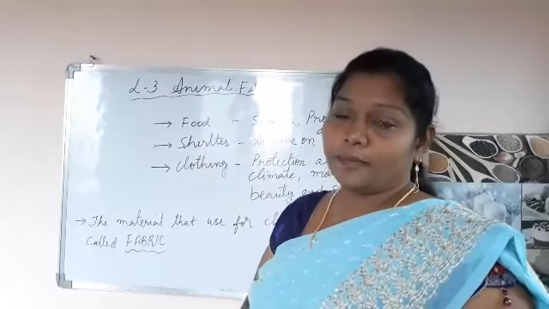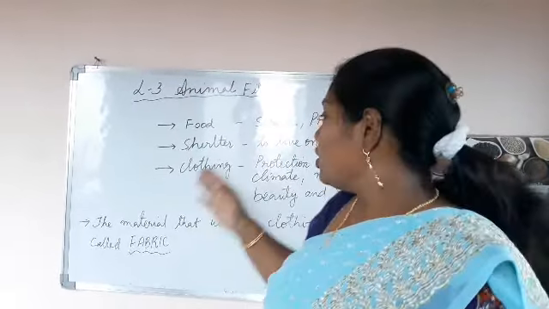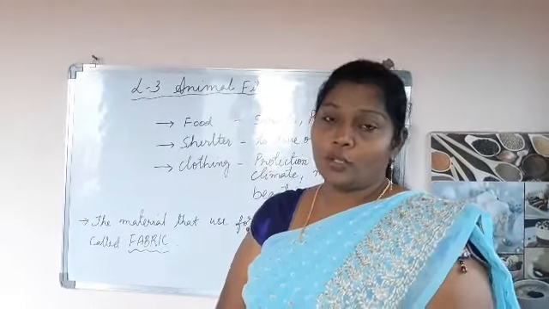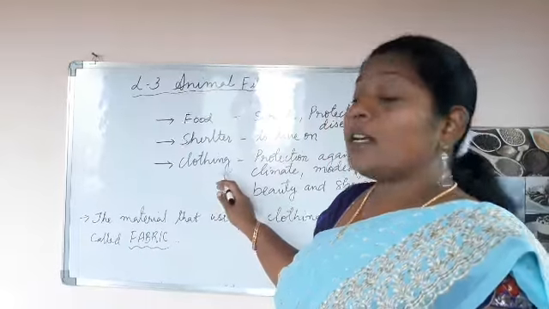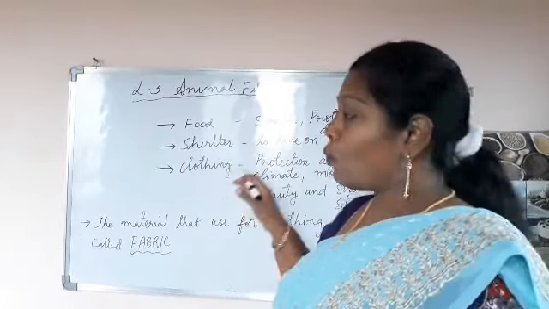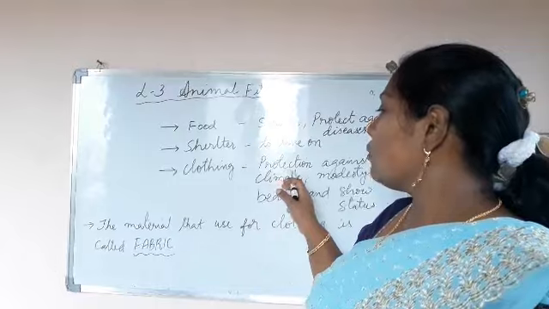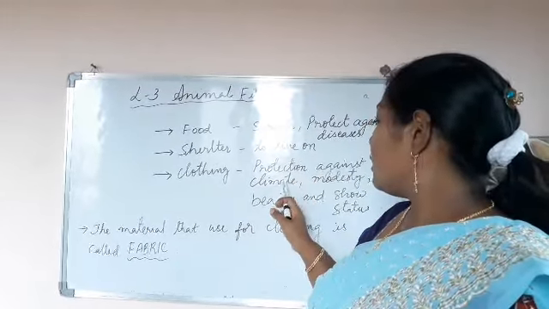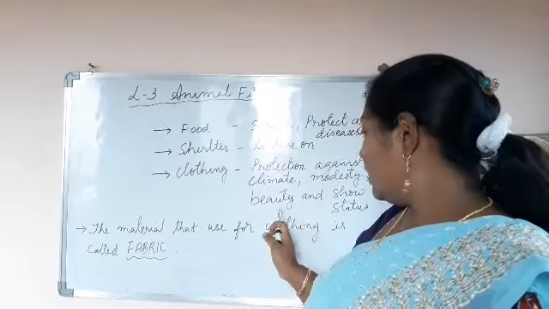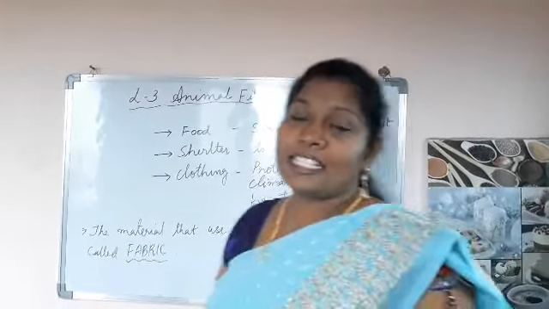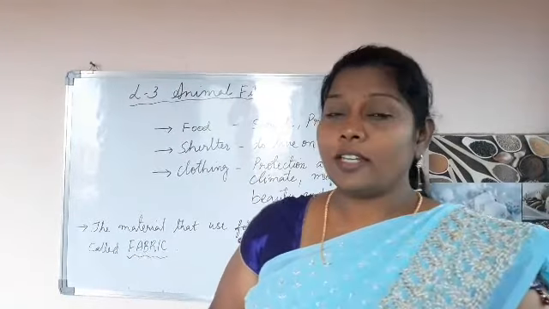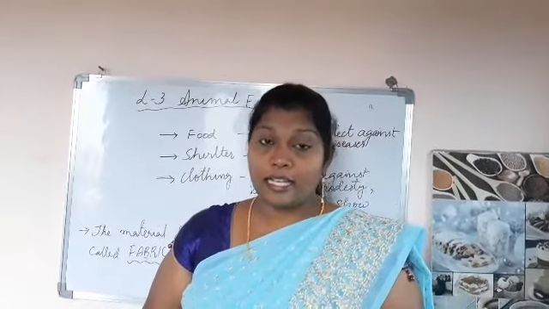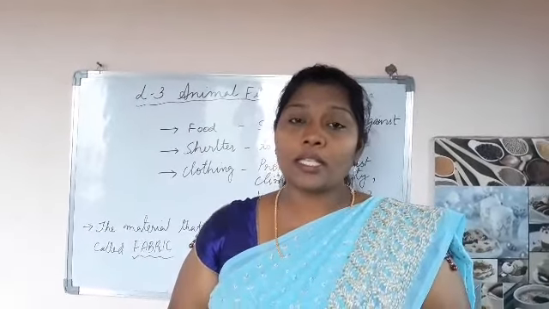What is the second basic need? That is shelter. Shelter is used to live in. If you don't have any shelter to live in, you cannot survive. And the third important thing is clothing. Why are we using clothing? Clothing gives us protection against climate, modesty, beauty and shows our status. These 3 are the basic needs that any human being needs. In this lesson, let us learn about clothing specifically.